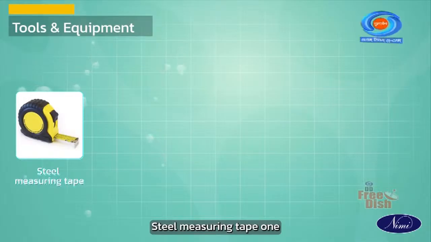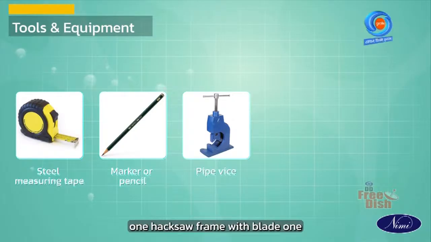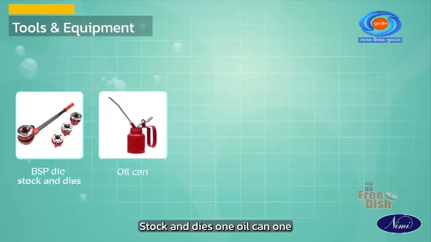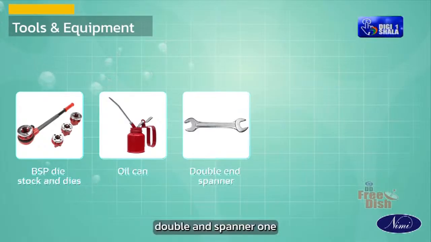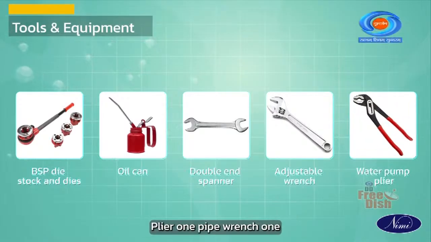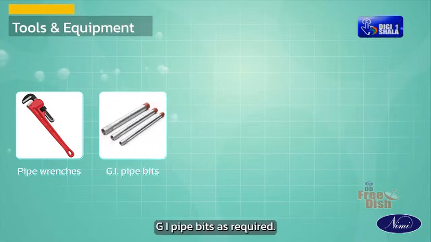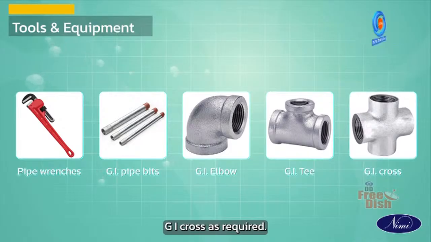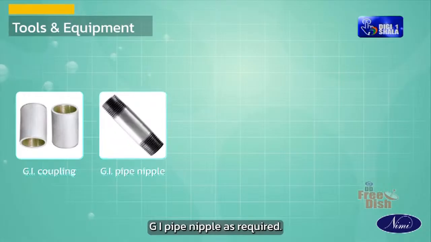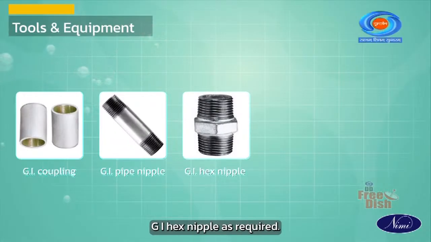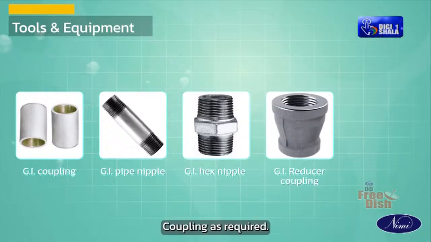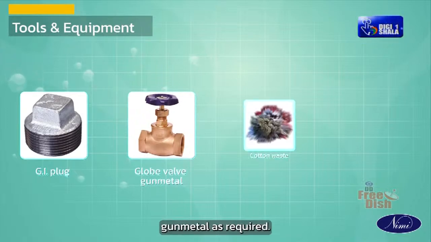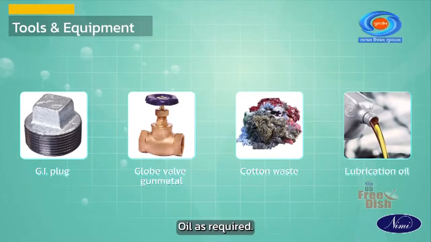Steel measuring tape 1, marker or pencil 1, pipe vise 1, hacksaw frame with blade 1, flat file 1, BSP die stock and dies 1, oil can 1, double end spanner 1, adjustable wrench 1, water pump plier 1, pipe wrench 1, GI pipe bits as required, GI elbow as required, GI-T as required, GI cross as required, GI coupling as required, GI pipe nipple as required, GI hex nipple as required, GI reducer coupling as required, GI cap as required, GI plug as required, globe valve gunmetal as required, cotton waste as required, and lubrication oil as required.